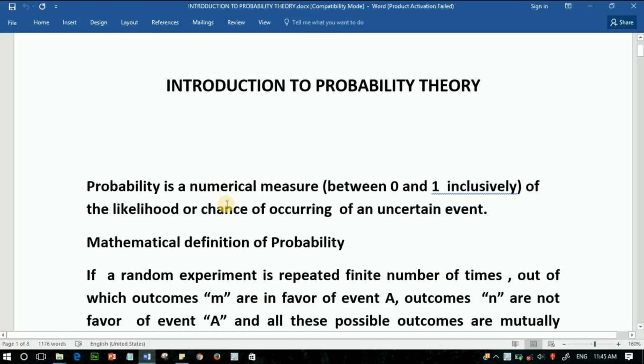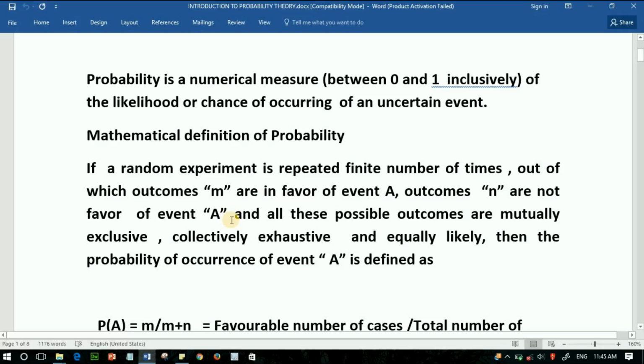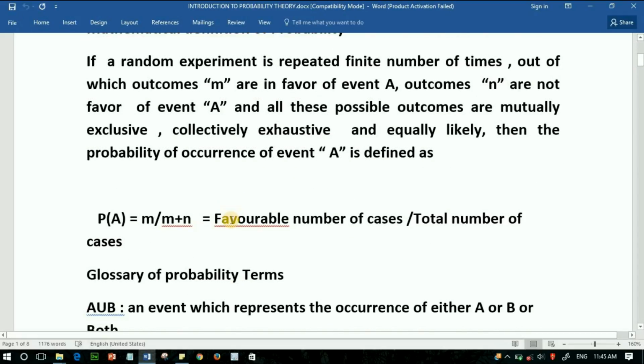Mathematical definition of probability. If a random experiment is repeated a finite number of times, out of which m outcomes are in favor of event A, n outcomes are not in favor of event A, and all these possible outcomes are mutually exclusive, collectively exhaustive, and equally likely, then the probability of occurrence of event A is defined as P of A equals m divided by m plus n. In other words, we can say favorable number of cases by total number of cases.